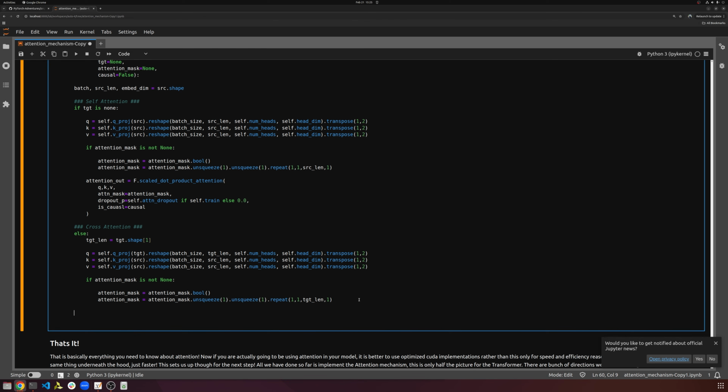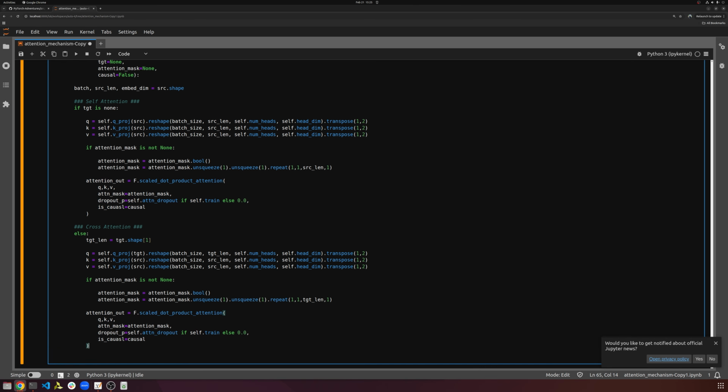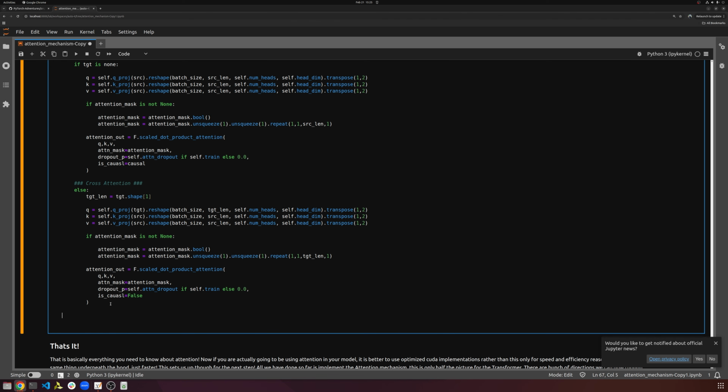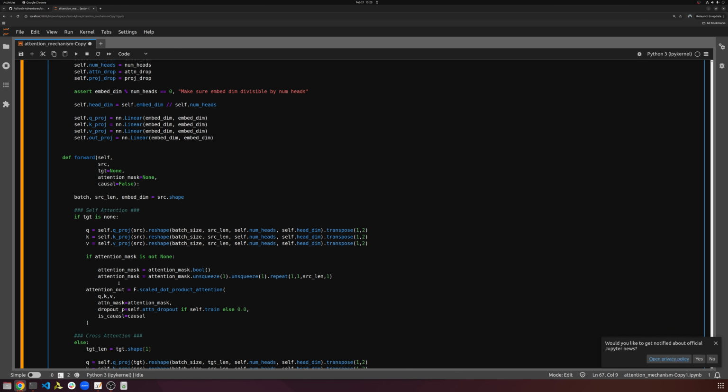And then, just like before, our attention computation is identical. So we have F, again QKV. In this case, Q is coming from our target, but it doesn't care. We have our attention mask, dropout, and causal will always be false here. There's no situation, I think, where cross attention would have a causal mask. It just doesn't make sense. So there we go. And now that we're here, everything else in our code is identical.